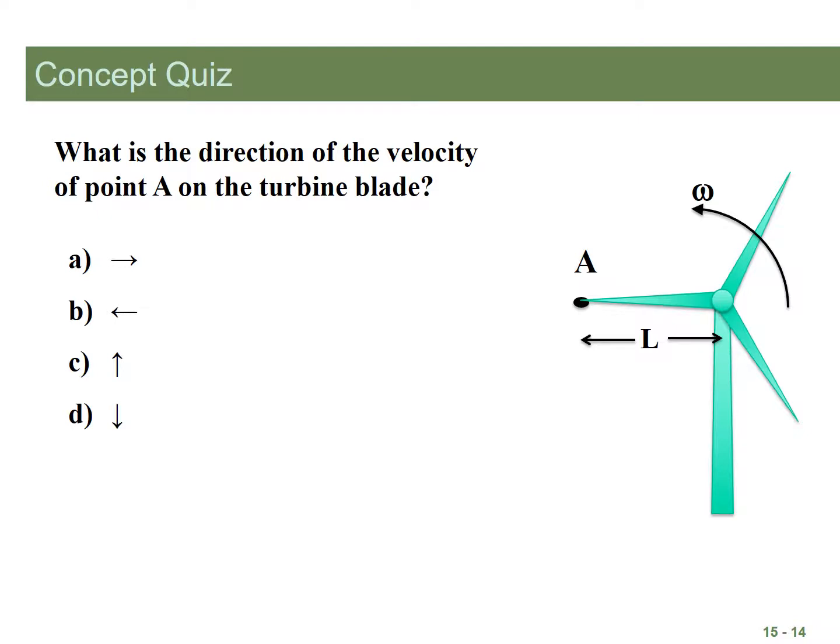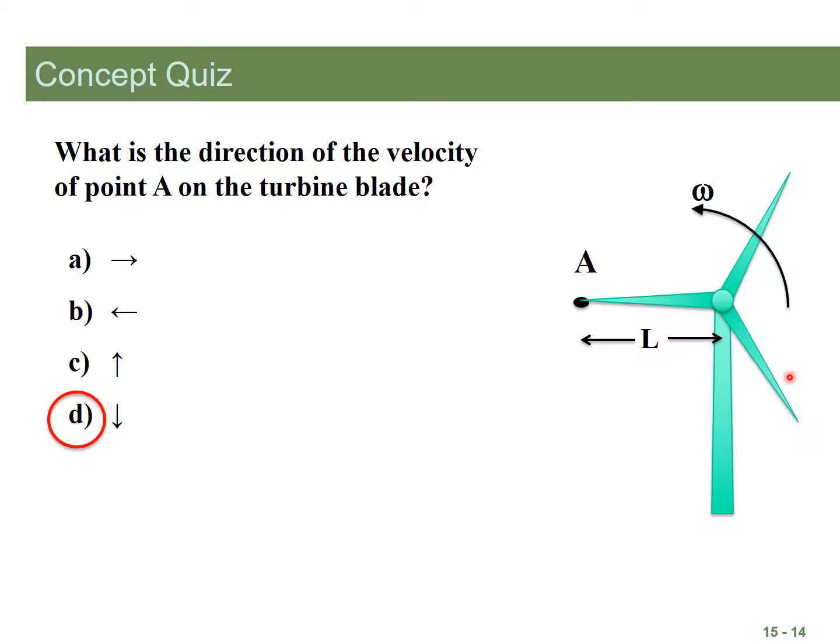Here we go, concept quiz. What is the direction of the velocity of point A on the turbine blade? Okay, so we are rotating counterclockwise, which, using the right-hand rule, means we are unscrewing this thing. It's coming out of the board at us, so that would be a positive rotation. So the omega vector is sticking out of the board towards us. Okay, so in this case, A would be going straight down.